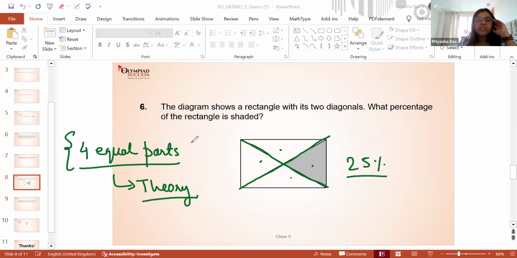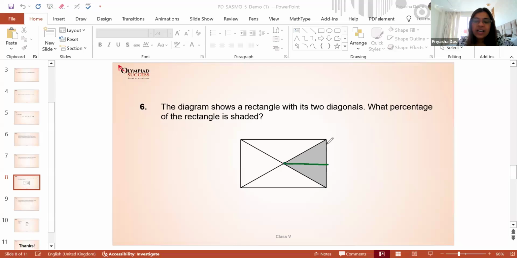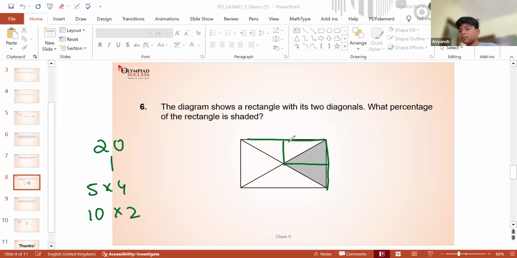So we will be learning some basic theories also in the class. Miss, I thought it was 25%, but when you look at the size, they look different. I know. The reason for that is the difference in the height and the base. Take an example of 20. 20 can be written as 5 into 4 and 20 can be written as 10 into 2 as well, Avyansh. So the area is 20 for both of them, but the height and the base are differing. That's the reason they look different, but they technically are the same area.